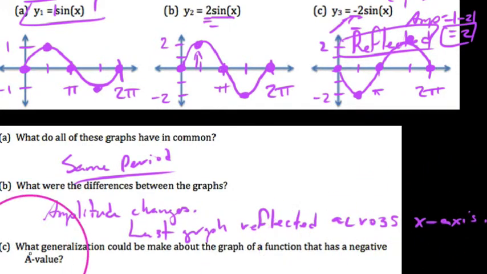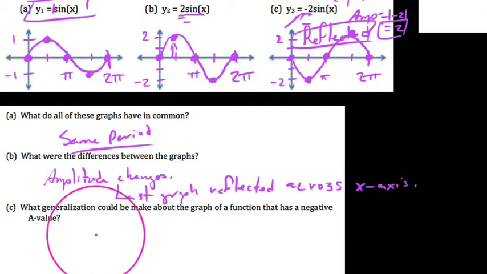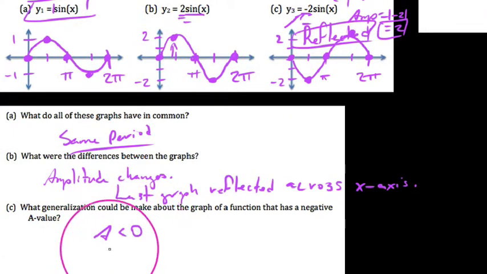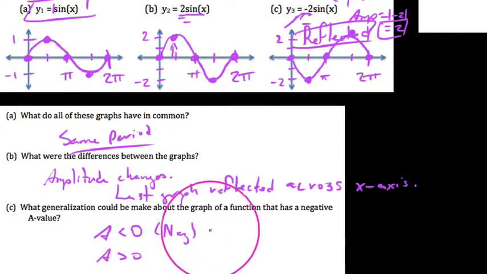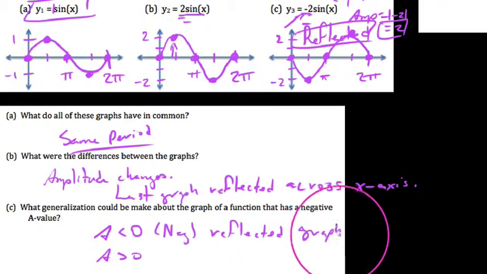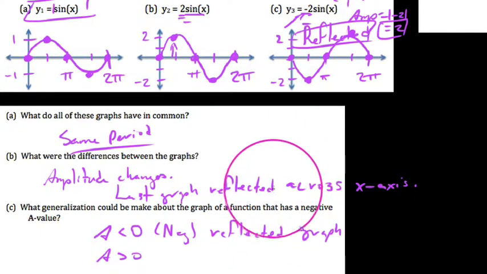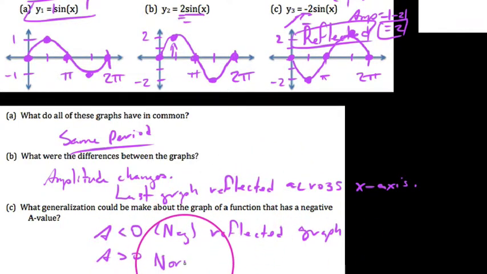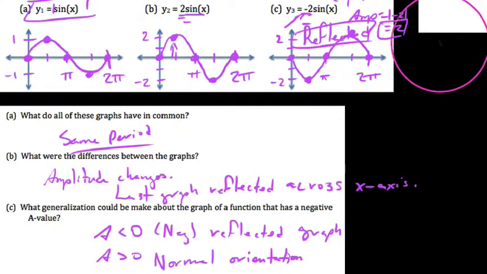So what generalizations can we make about a function that has a negative a value? We can draw this conclusion, at least a conjecture, and you can see that it's always true when you test it: if a is less than 0, meaning it's negative, we're going to have a reflected graph. It basically means you're going to draw the same graph you normally draw, it's just that your points are going to be flipped over the x-axis. And if a is positive, it is a normal orientation. It's set normally. Those are the conclusions we want to draw in this video.